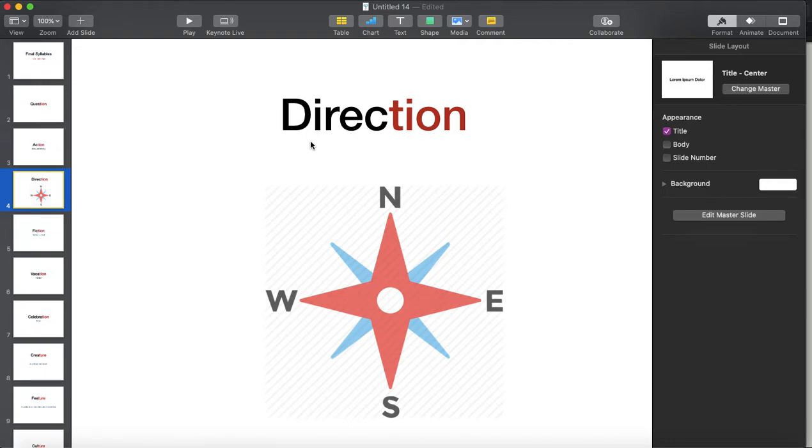Now here, direction. The final syllable here is shin. What's a direction? For example, if you are lost and you don't know the way, you ask people about the direction, how to go home. Directions are like right, left, straight, or north, south, east, west. It's called direction.